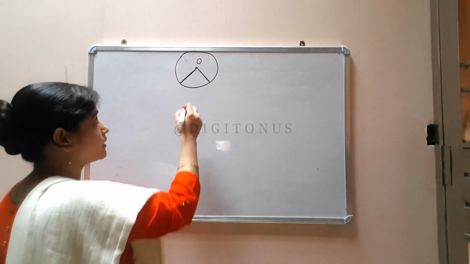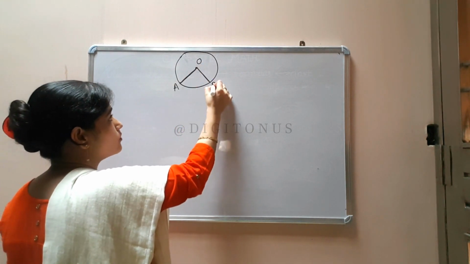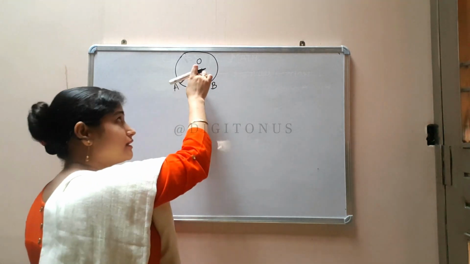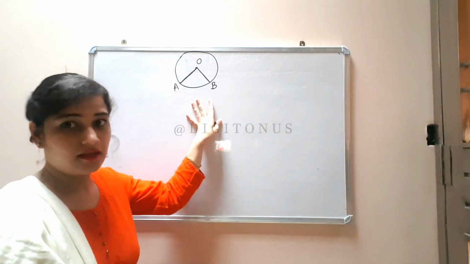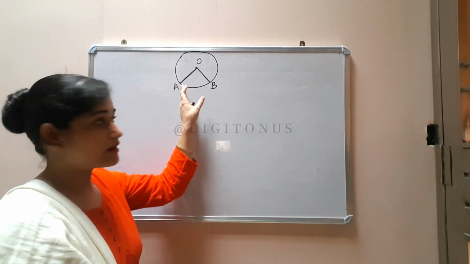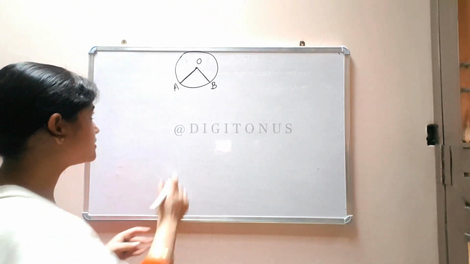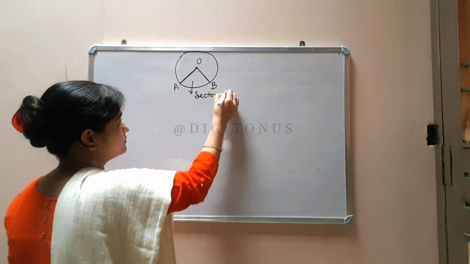First of all, let me explain. You have two radii here, OA, OB. The part of the circle enclosed by two radii and one arc. सर्कल का वो पार्ट जो दो रेडियस से और एक आर्क से एंक्लोज्ड हो रहा है, that part is called the sector of the circle. So this part is the sector of circle.